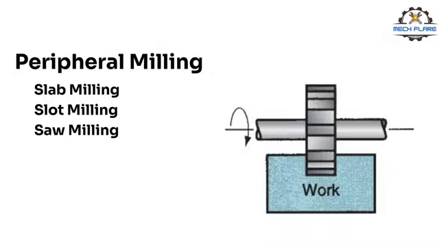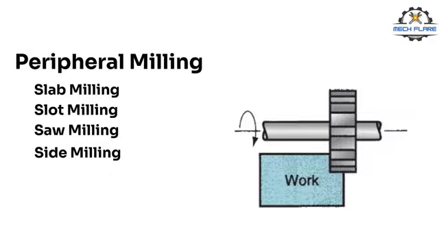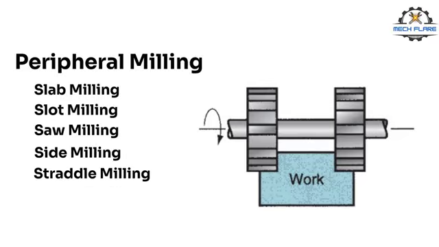Saw milling. It is basically slot milling, but the cutter is very thin, and this operation can be used to mill narrow slots or cut a work part in two. Side milling. It is the milling operation in which the cutter machines the side of the workpiece. Straddle milling. It is the same as side milling, only cutting takes place on both sides of the workpiece.